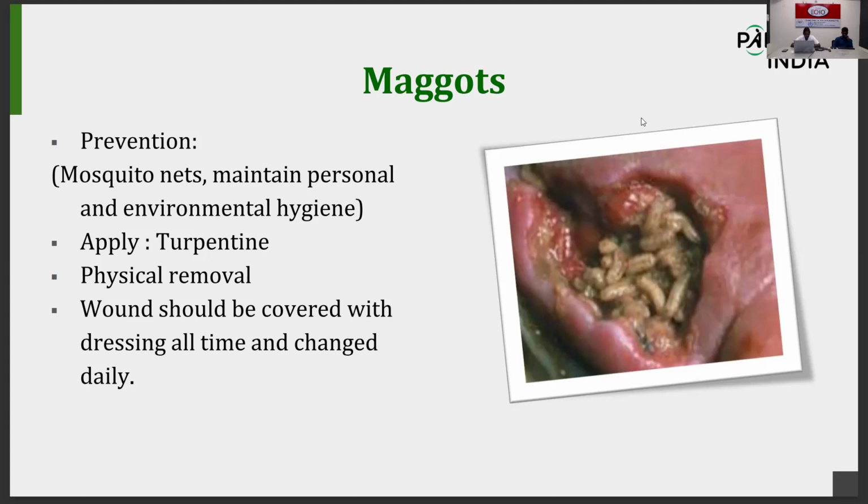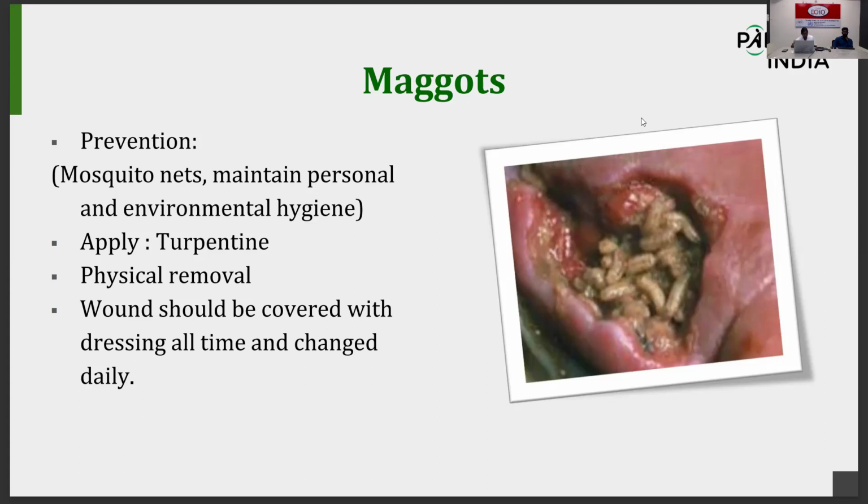removing the maggots. An application of turpentine helps to remove the maggots, and it creates an atmosphere deficient in oxygen, which forces the maggots to come to the surface, and then they can be mechanically removed. When we are applying turpentine, we are not applying it directly to the wound. It will cause skin irritation to the patient. So we are only using turpentine-soaked pads.